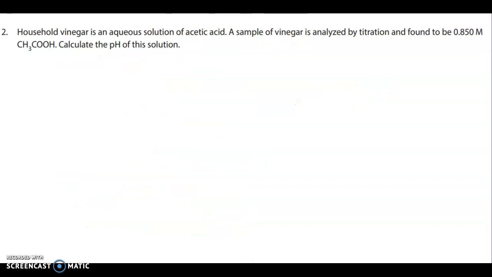Okay, let's take a look at the next one. Household vinegar is a simple solution of acetic acid, and the vinegar is titrated to be found to have a concentration of this. Calculate the pH. So literally the exact same thing, of course, it's just a different acid.